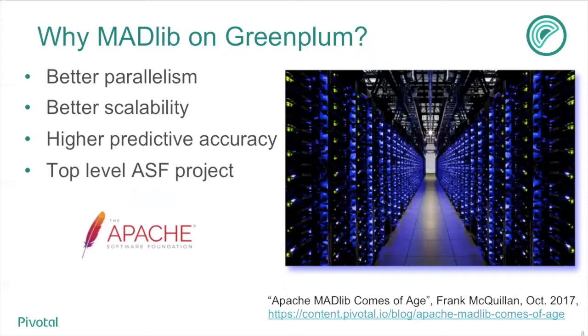Higher predictive accuracy. This means you can use all the data, not just a sample of the data. And our data science colleagues tell us that they want to use all the data because even if you have a large data set, for example, high cardinality dimensions like user ID, you can end up with sparse data for a particular user. So data scientists want to use as much relevant data as possible. And as I mentioned, it's a top-level ASF open source project, and ASF is really a great place to develop open source software.